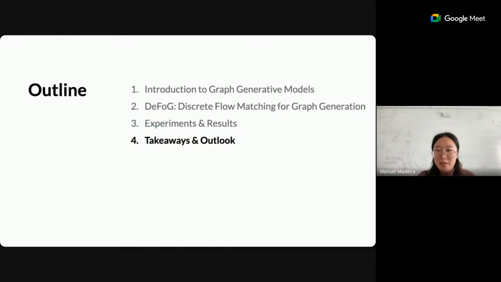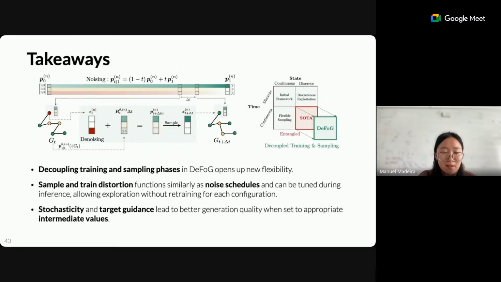To finalize the presentation, we will now summarize the main takeaways of this presentation and look towards what's next. The most important observation from DeFog is that decoupling training and sampling phases for discrete flow matching models is very important because it opens up a lot of new possibilities to optimize the sampling stage and also the training stage. Among the 4 methods we propose to improve DeFog performance, sample and train distortions function very similarly to the noise schedule as in diffusion models. However, they can be tuned during only inference, which allows much better and much cheaper exploration.